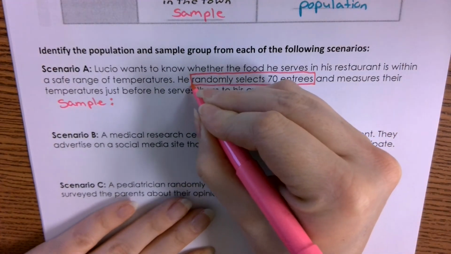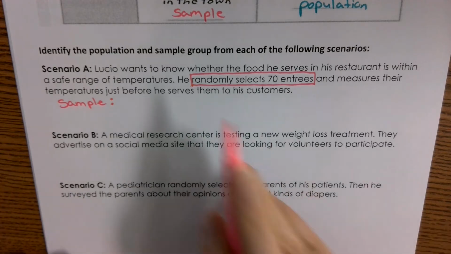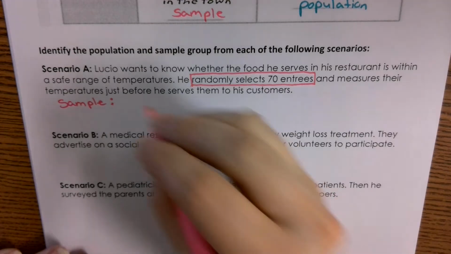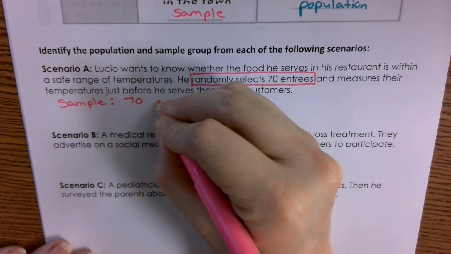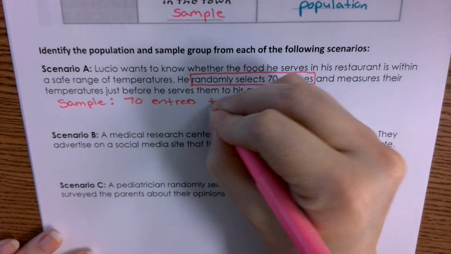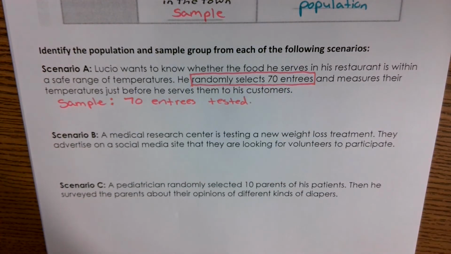That would be no different than me. I'm going to randomly go up to 70 people at the mall and ask them to fill out a survey. Okay? 70 selected entrees is what is our survey population. So it's 70 entrees that are being tested. We're checking their temperature to see what the temperature is, and then we're going to serve it.